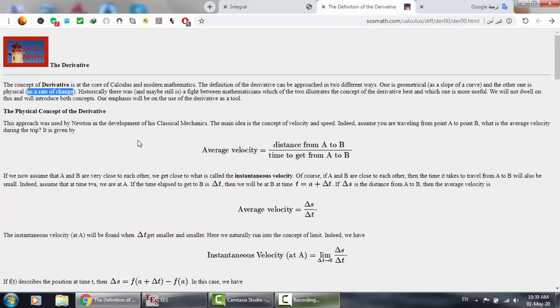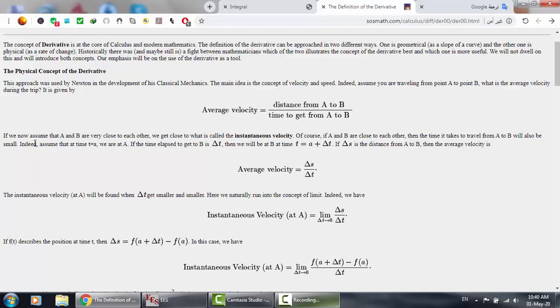The physical concept of the derivative is the approach used by Newton in the development of his classical mechanics. The main idea is the concept of velocity and speed. So indeed, assume that you're traveling from A to B. What is the average velocity during that trip? It is the distance from A to B divided by the time to get from A to B. This is the velocity, in meters per second.